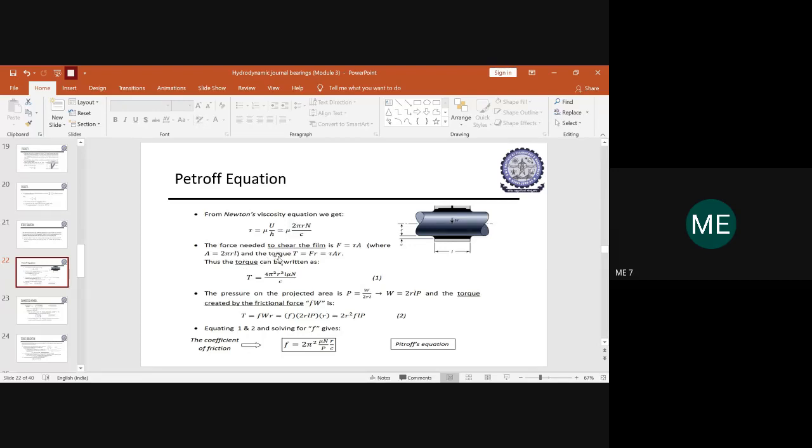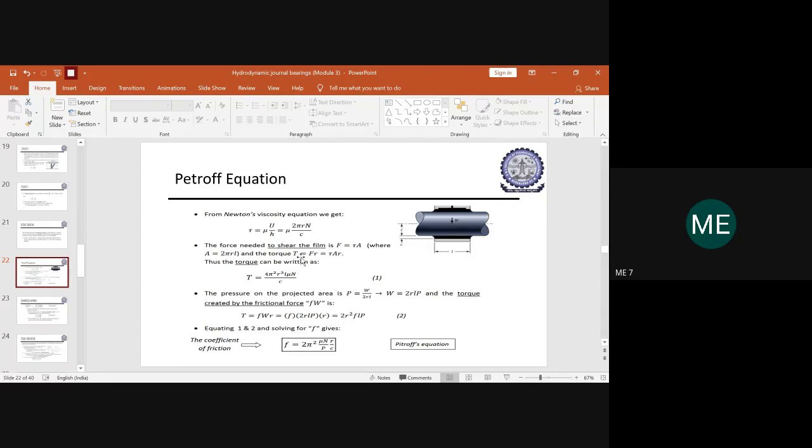Then we have to see that the force needed to shear the film is given by force equal to shear stress into cross-sectional area. Shear stress is equal to force by A, and the same thing we are formulating here because we need the force needed to shear a film of lubricant. For that, F is equal to shear stress into A. We know that the area will be equal to 2 pi r into the length of the bearing, right?